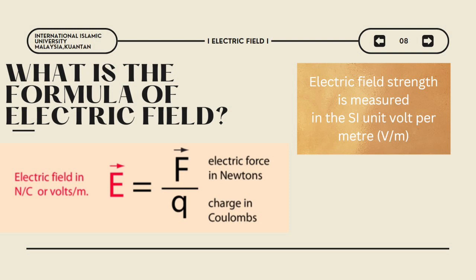The electric field formula is given by E equals F over Q. E represents the electric field, F represents the electric force in newtons, and Q represents charge in coulombs. Electric field strength is measured in the SI unit volt per meter.